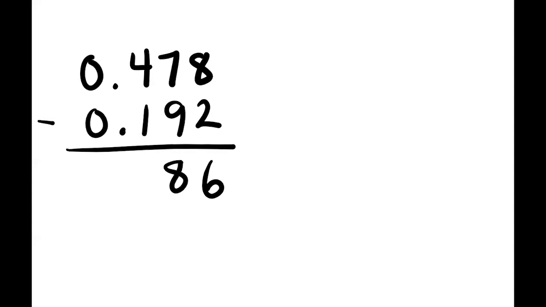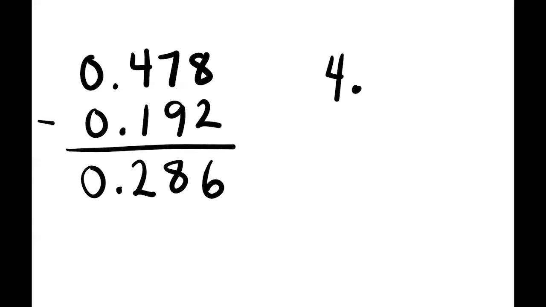Now I had to remember something important here with my tenths. Yes, I don't have 4 tenths anymore. Now I only have 3 tenths. And 3 minus 1 is 2. Bring down my decimal point. 0 minus 0 is 0. So my answer is 286 thousandths. Okay, one more.